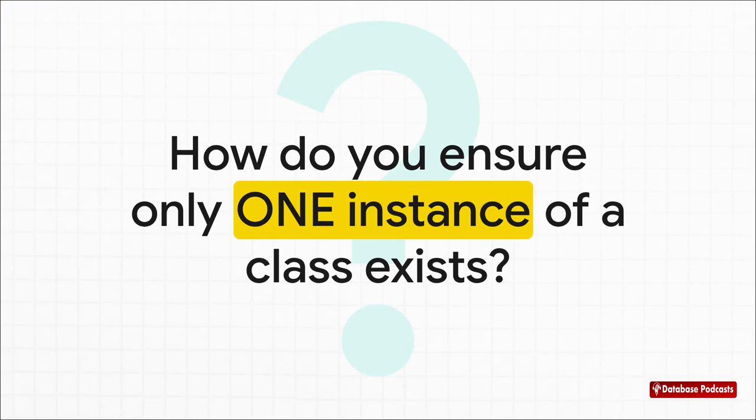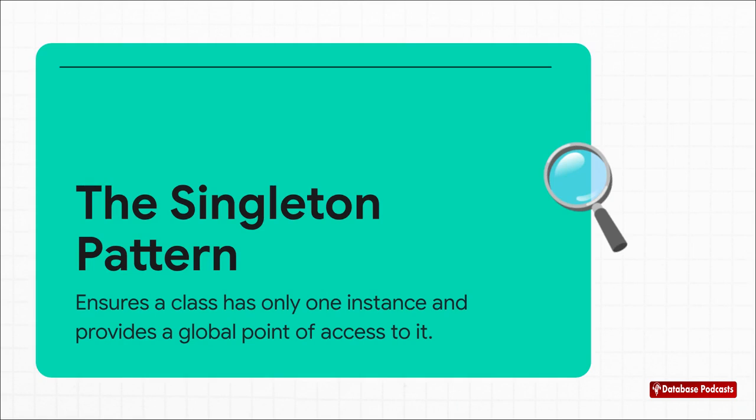Okay, here's a classic situation. Imagine you need one and only one shared resource for your entire application. A good example is a connection pool for a database or maybe a single logger. How do you stop other developers, or even yourself, from accidentally creating extra copies, which could lead to total chaos? The answer to that problem is the singleton pattern.